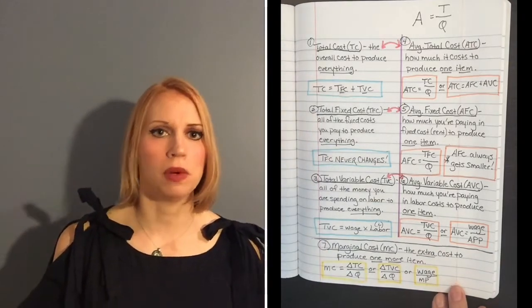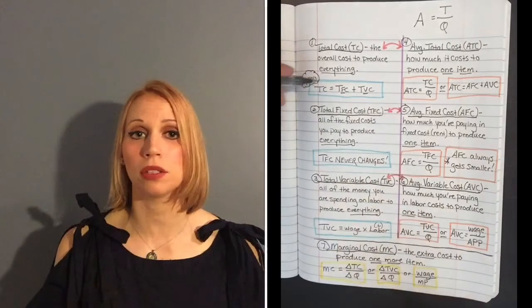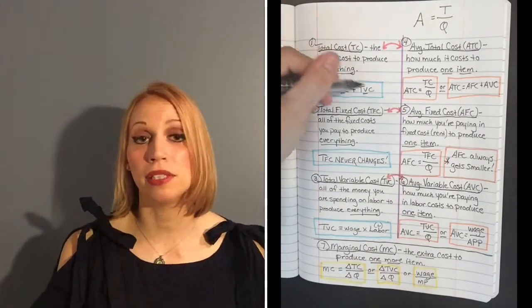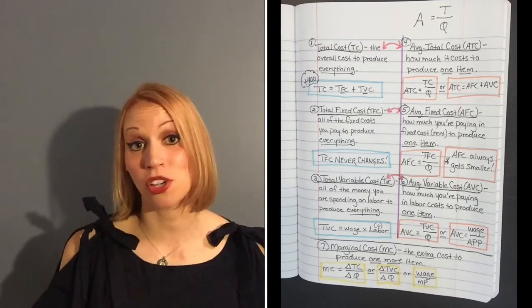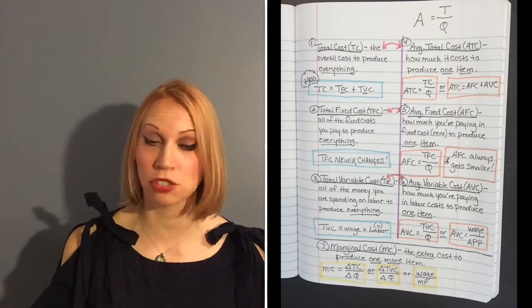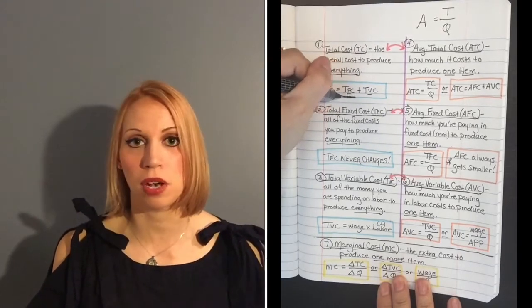Now, you might say, wait, what? Let's go back to our total cost equation. Remember how total cost was all of your fixed plus all of your variable? What if your total cost goes up by $400? It's either going to be because your total fixed cost changed or because your total variable cost changed. I mean, that extra $400 had to come from somewhere, right? So it either had to come from fixed cost or variable cost.